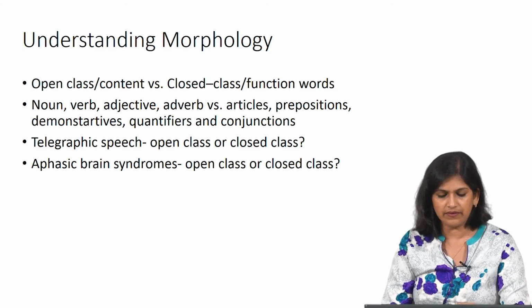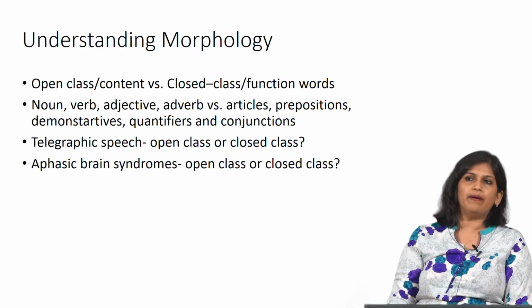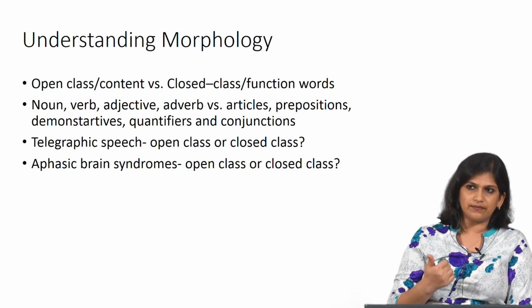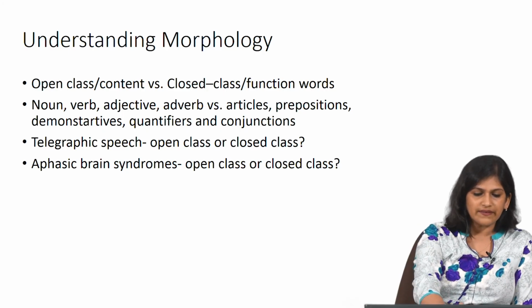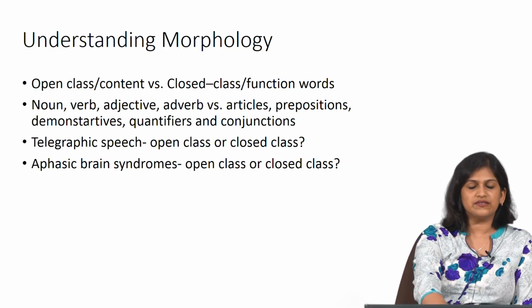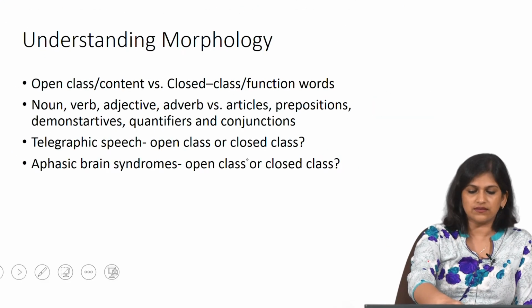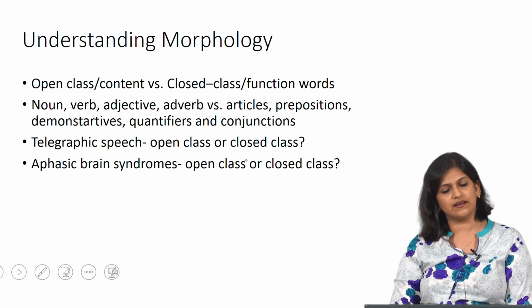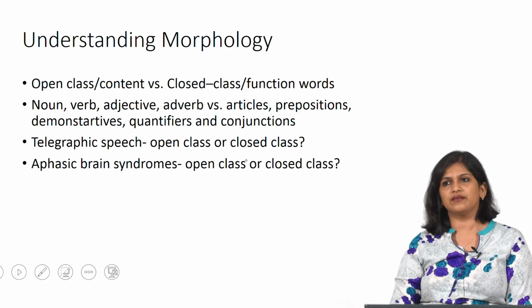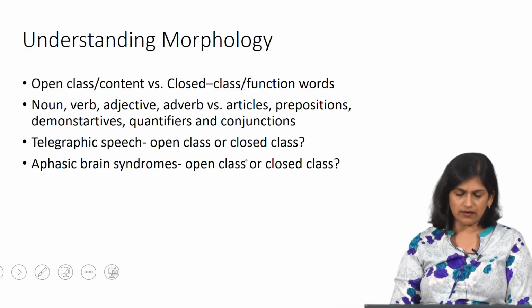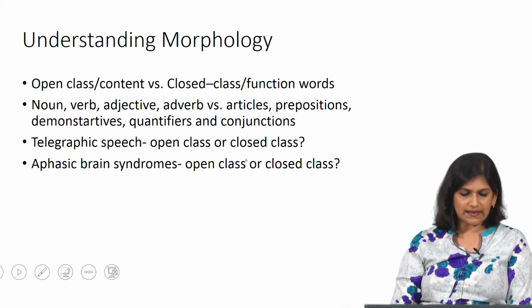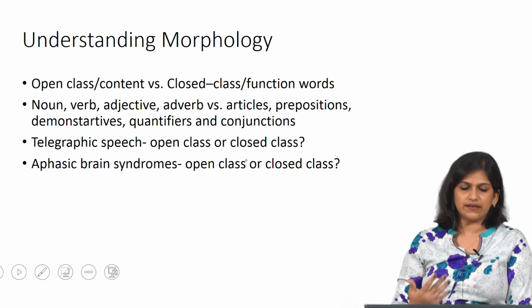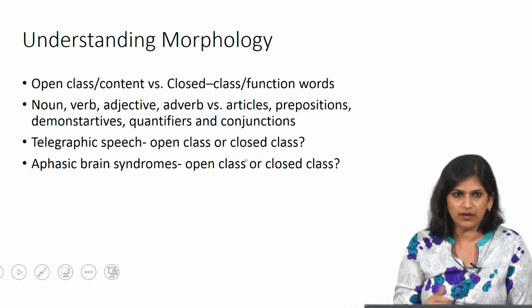So, these are a couple of other things to know about morphology: open class, closed class, then prefix, suffix, then we have affixes. So, what do you think, will telegraphic speech allow the open class words or the closed class words? And finally, if a person is suffering from aphasic brain syndromes, what sort of classes would be used? That particular data would help us to understand how the morphological system works in the right way.